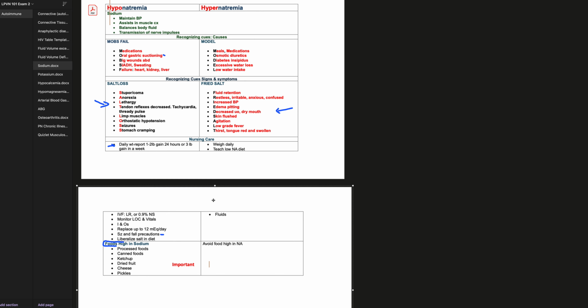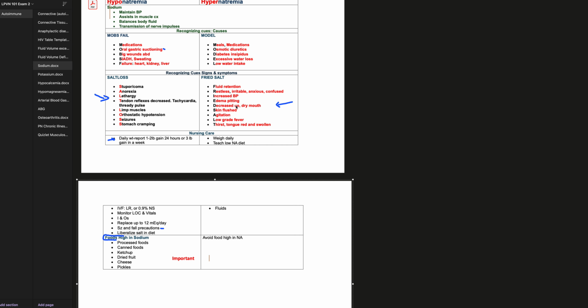And then with hypernatremia, they're going to have fluid retention, okay? If they're holding on to sodium, they'll hold on to fluid. They'll be restless, irritable, anxious, and confused. Again, neurological symptoms. Increased blood pressure if they have increased volume. They'll have pitting edema, decreased urinary output, dry mouth, low-grade fever, and thirst, tongue red and swollen, okay? So they need to eat a low-sodium diet and obviously avoid food high in sodium. And they want to weigh daily, okay?